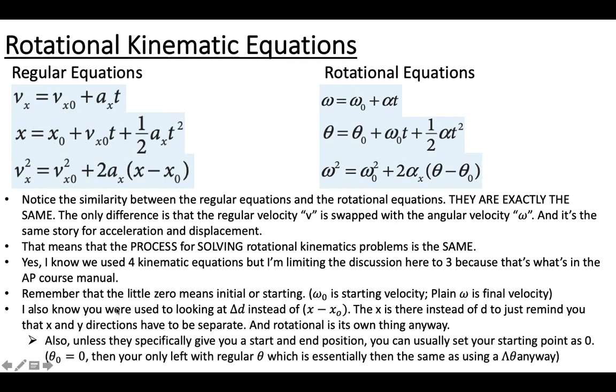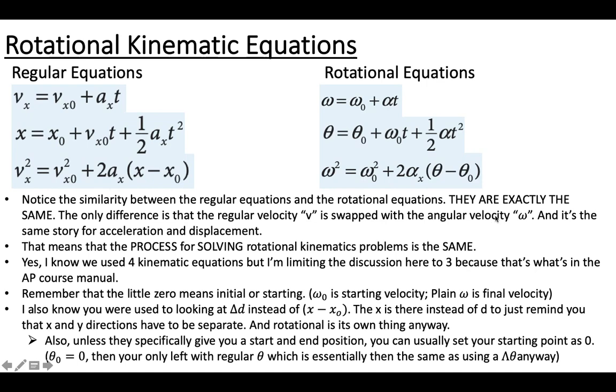Last note here on that, unless they specifically give you a start and end position, we can always set our starting point to 0. So for example, if they don't tell you where to start, for theta 0 you could just put theta 0 equals 0, because they didn't tell you where to start. So start at 0, because that makes your math a lot easier. And then you're only left with the regular theta anyway. You could basically think of the regular theta, if this one's not even there, as the delta theta anyway, or your delta D.